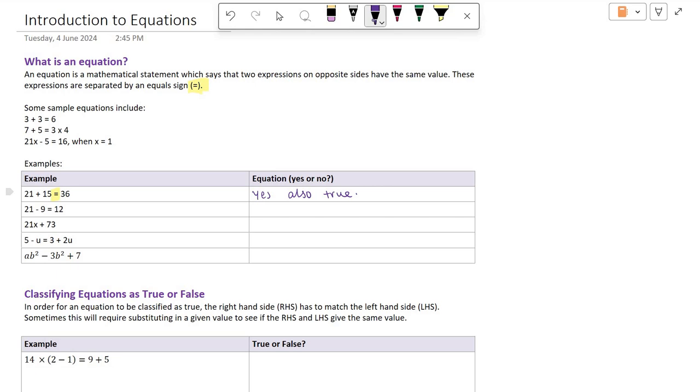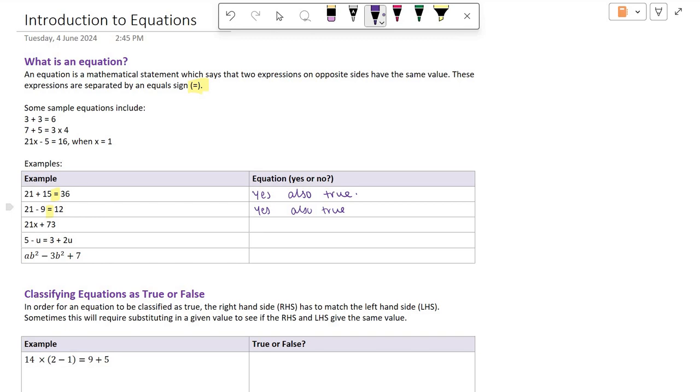Looking at 21 minus 9, once again, is that an equation? It has an equal sign. Very simple. Yes. If we wanted to go further and see if it was true or not, 21 take 9 will in fact give me 12. So we know that is also true.